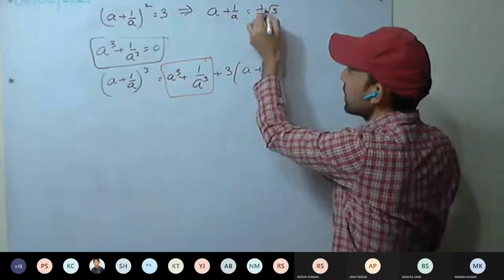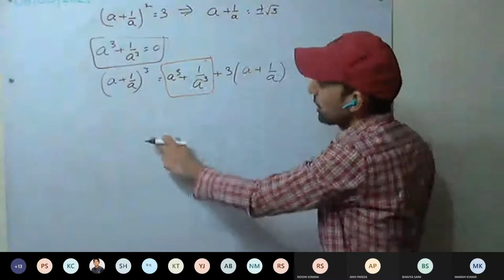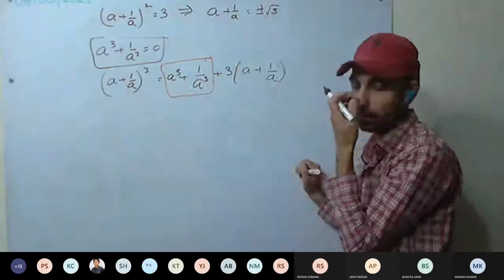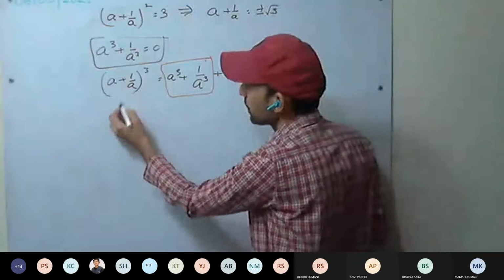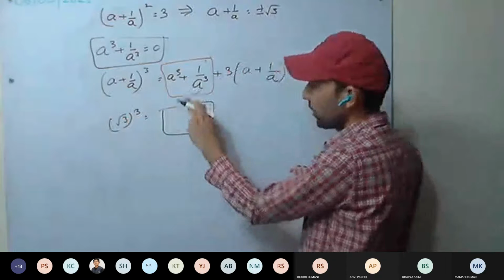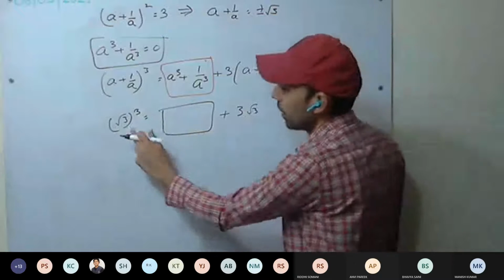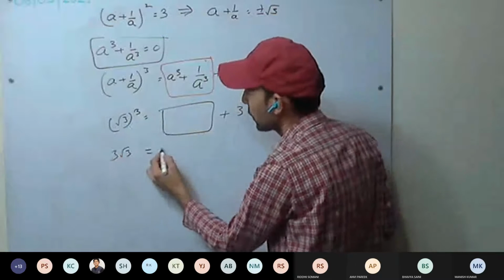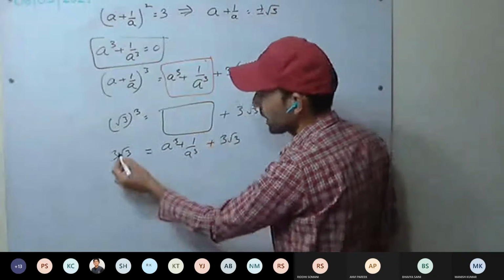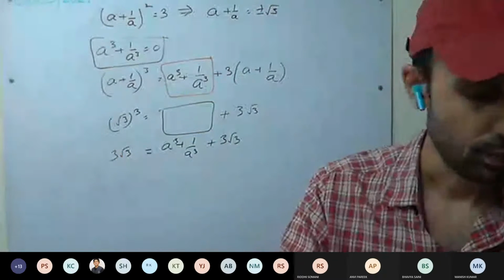It will be plus root 3 or minus root 3. To solve this equation we only take plus root 3, and at last we put the minus sign. It will be root 3 cubed, whose value we have to calculate, plus 3 root 3. So 3 root 3 equals a cube plus 1 upon a cube plus 3 root 3. Take this side, it will be 0. So its value is 0. Understood now? Yes, sir. Thank you.